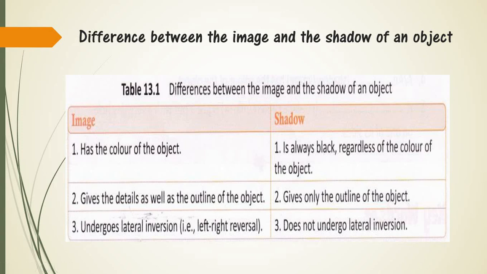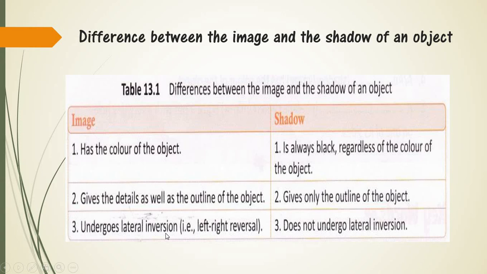Second one, it gives the detail as well as the outline of the object. It means we are able to see the shape of the object, the outline of the object. Even the detailing also, what the structure of a particular object is in the image. But in the case of shadow, it gives only the outline of the object. We are not able to see the whole detailing of that object in the shadow. But in the case of image, we are able to see the details as well as the outline of the object.